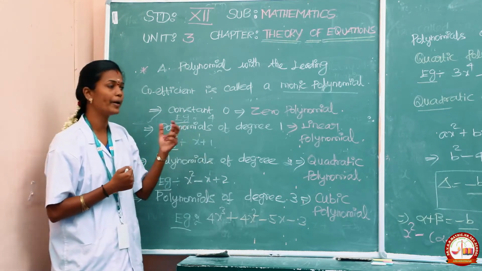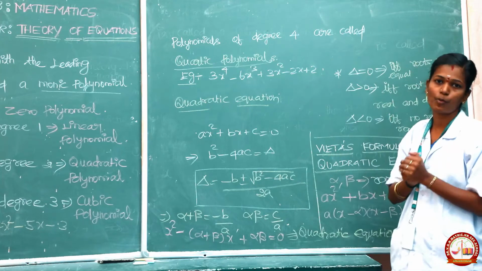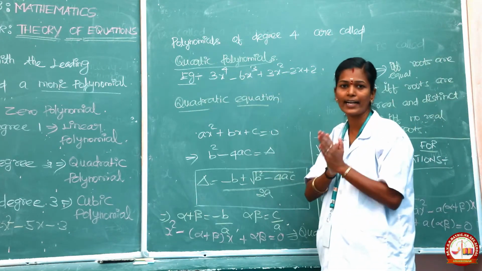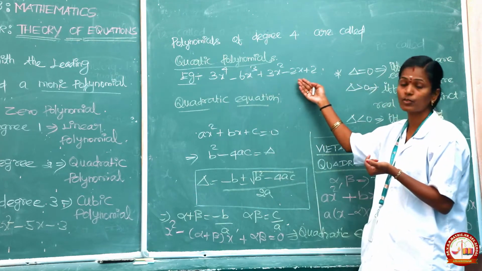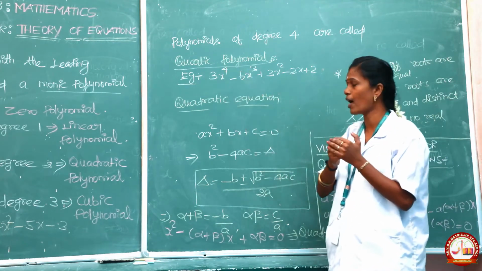It is called the cubic polynomial. The polynomials of degree 4 are called quartic polynomials. That is the power in the polynomial. The highest power 4 is called the quartic polynomial. For example, 3x^4 - 6x^3 + 3x^2 - 2x + 2. Here the highest power is 4. That is called the quartic polynomial.